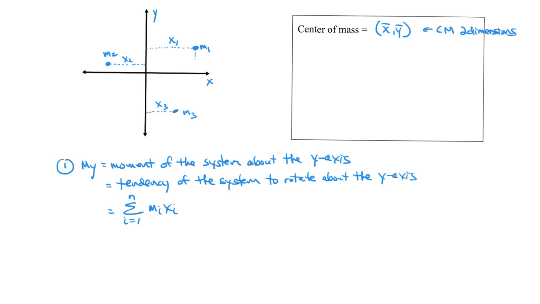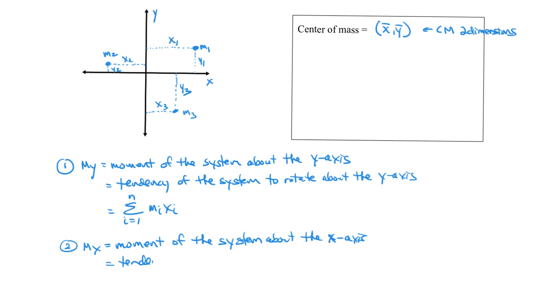And then also, we've got to consider the other way too. We've also got this y-coordinate, y sub 1, this y-coordinate, y sub 2, this y-coordinate, y sub 3, because those are going to be these distances going this way, which, along with their masses, would give the tendency for the system to rotate about the x-axis. Okay, so that's the second thing we've got. The second thing we've got is m sub x, which is the moment of the system about the x-axis. And of course this is the tendency of the system to rotate about the x-axis.